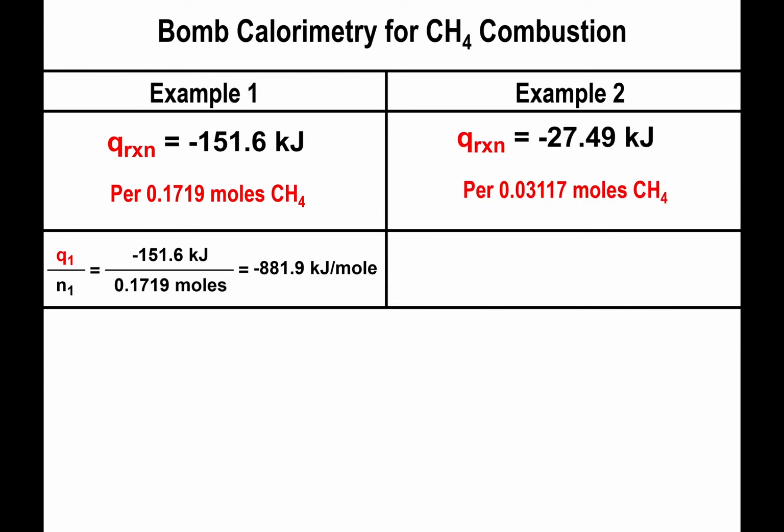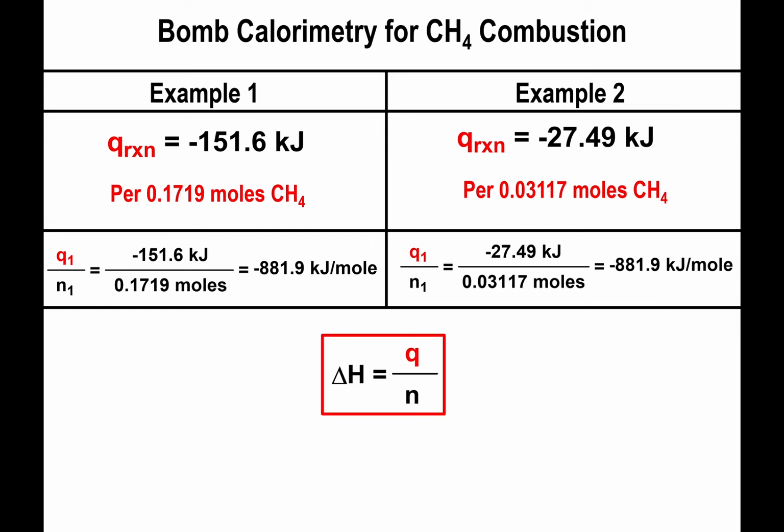And if we look carefully and we do the same examination for the second example where I change the mass of CH4 to half a gram, which is the same thing as 0.03117 moles of CH4, in that case, we generated negative 27.49 kilojoules of energy. Taking the ratio of that heat with that amount of moles of CH4 yields, unsurprisingly, the same value of heat per mole, kilojoules per mole in this case.